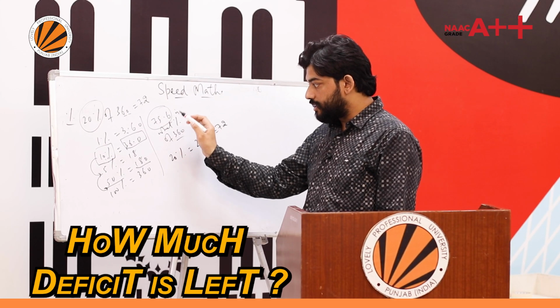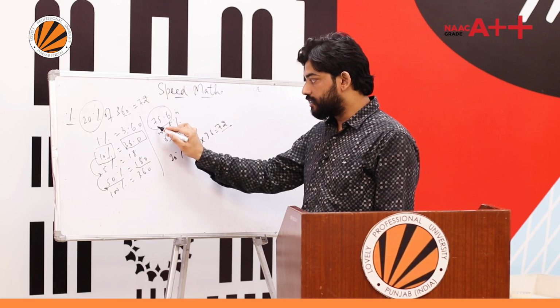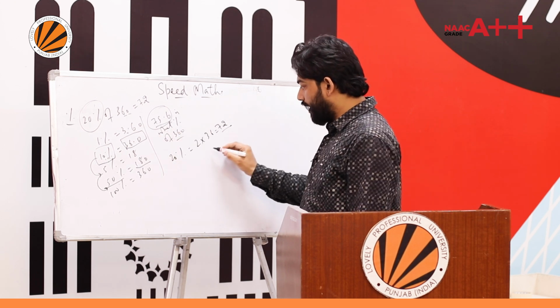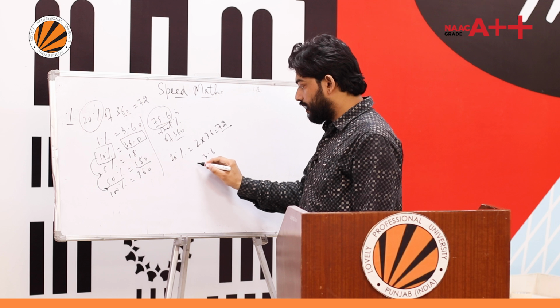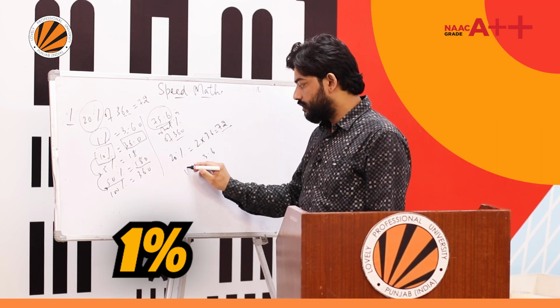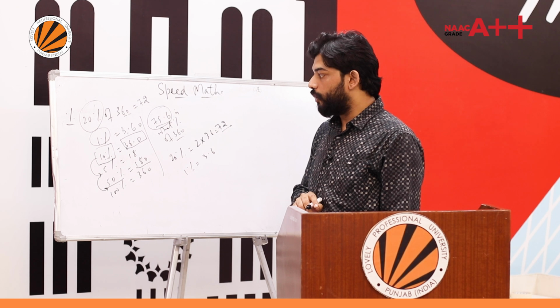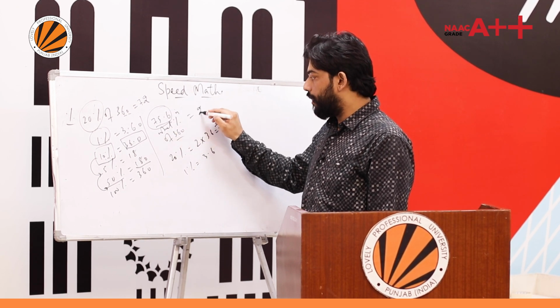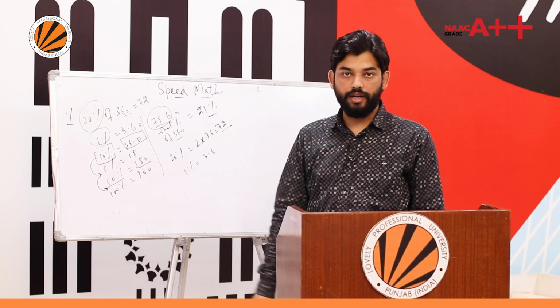Now how much deficit is left? This is 72, and this is 75.6. So there's a deficit of 3.6. So 3.6 we need more. And 3.6 we know is nothing but 1%. 1% is 3.6. So clearly 75.6 is nothing but 21% of 360.